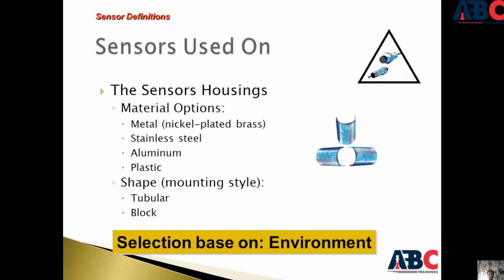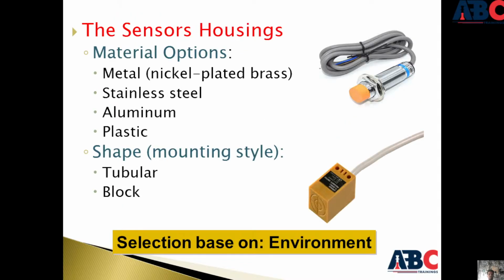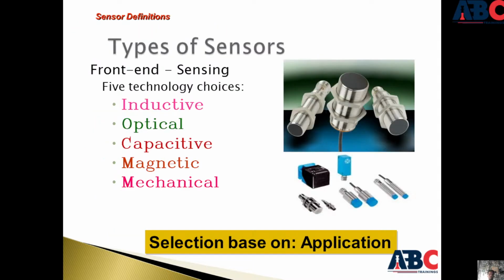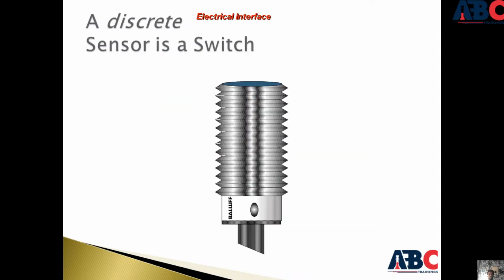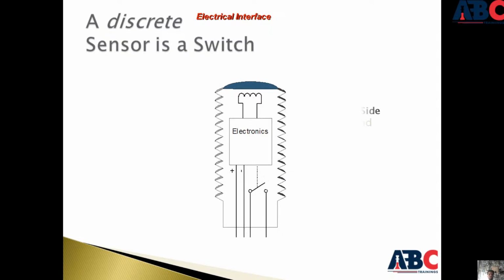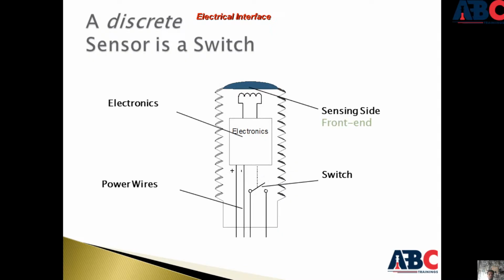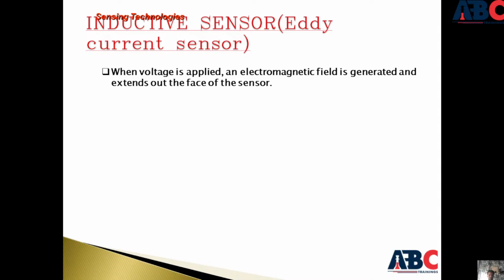The sensor housing material options are metal, stainless steel, aluminum, and plastic. Shapes include tubular and block. Types of sensor: inductive, optical, capacitive, magnetic, or mechanical. In real world applications, consider the electrical control system, housing, and environment. A discrete sensor is a switch. Sensing side: electronics, power wires, switches.